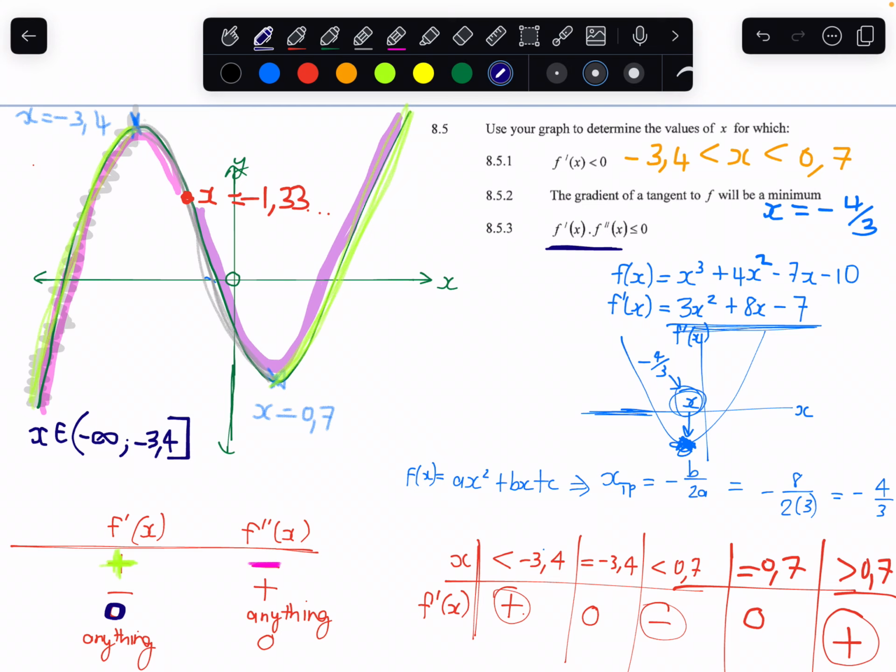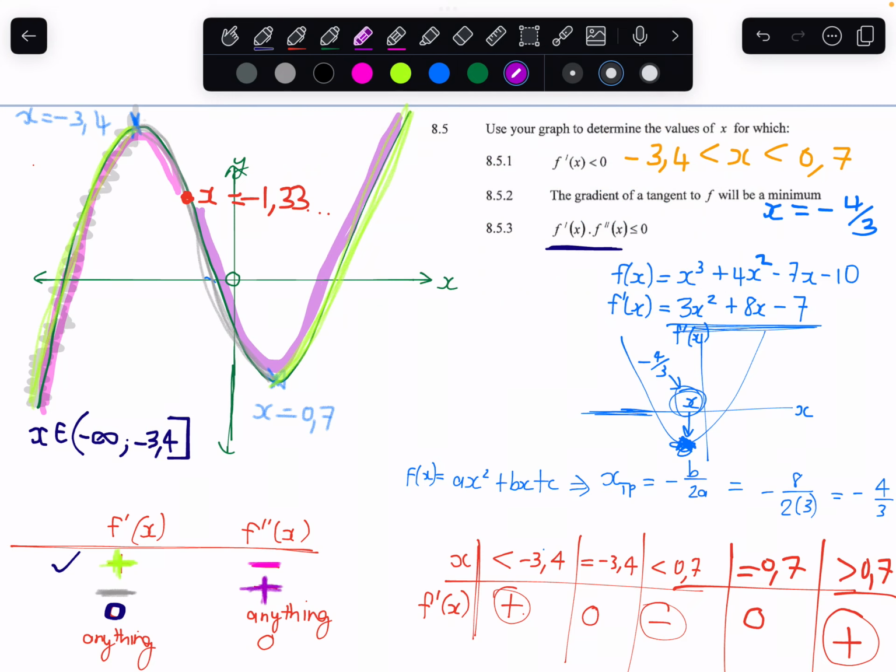Okay, cool. Is there another place where we have green and pink? No, we just have green and purple. So we are done with case number 1. Case number 2, we're looking for where the gradient is negative. In other words, we're looking at gray, and f double prime is positive. So we are looking for purple.